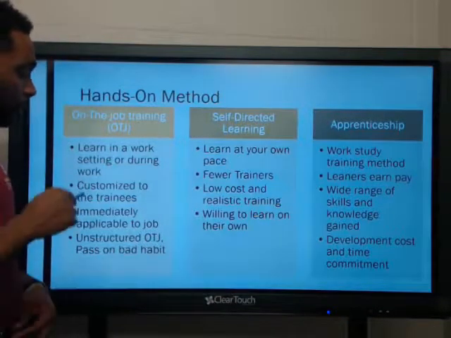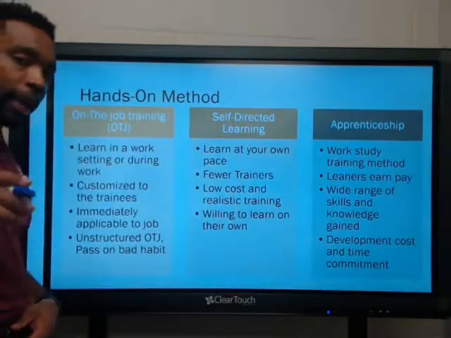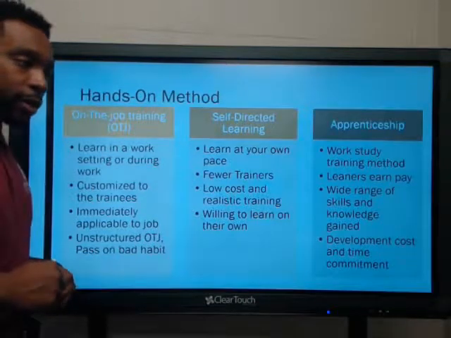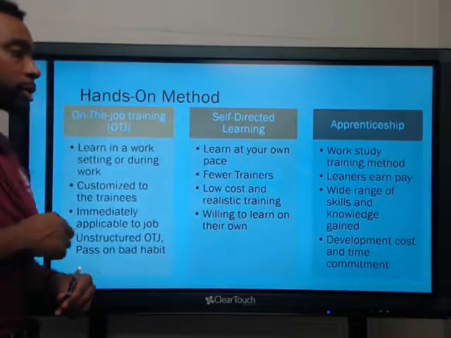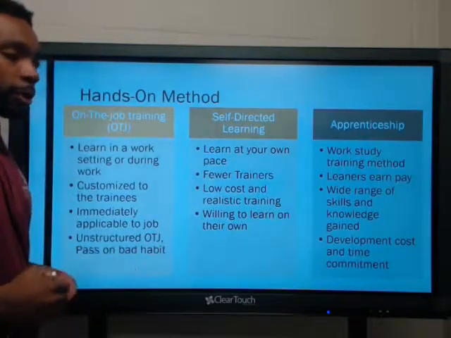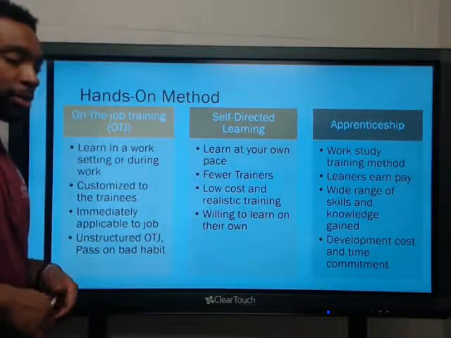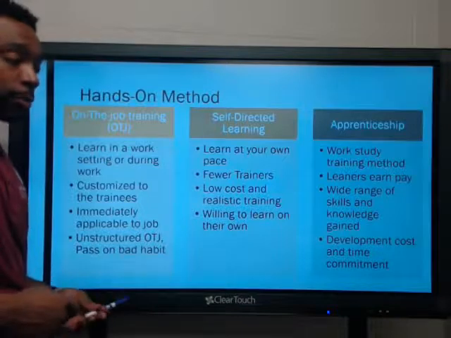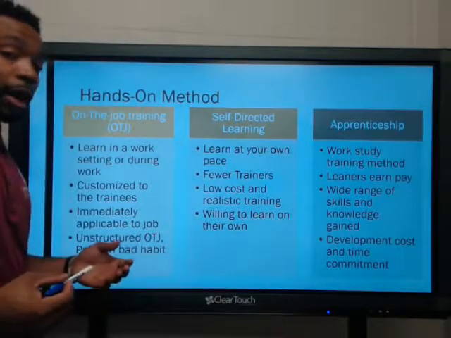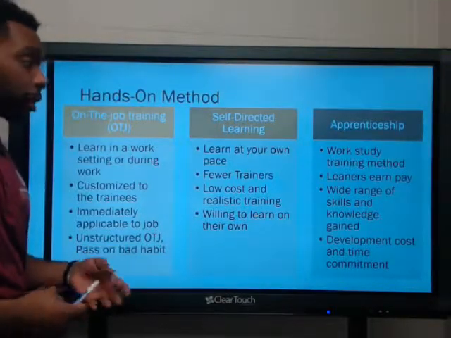But one of the drawbacks is if it's unstructured and you have a bad person to observe, it won't work. The trainee will pick up their bad behaviors, and the on-the-job training will ultimately fail because now the new person or unskilled worker will have bad techniques from the person they're watching.